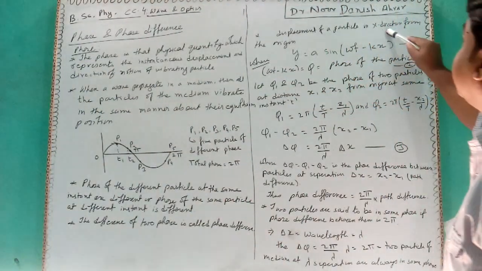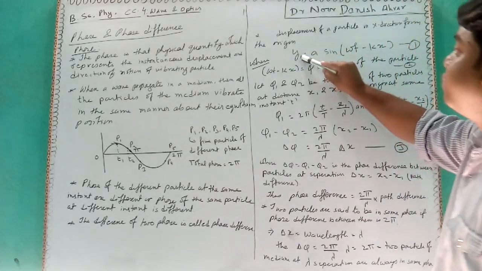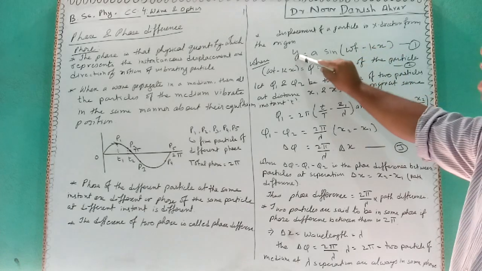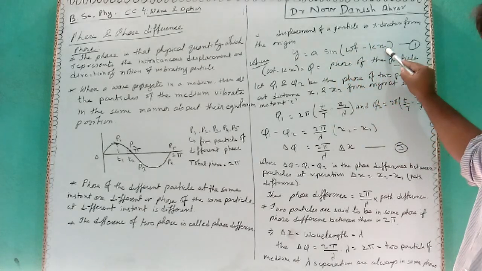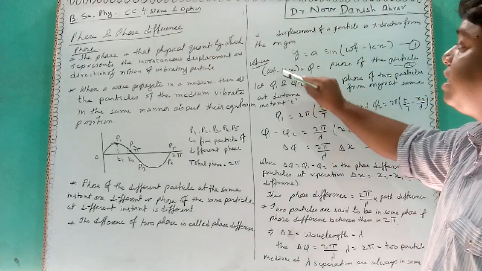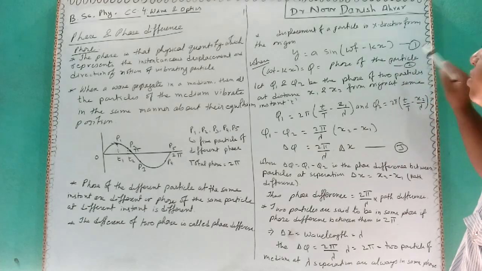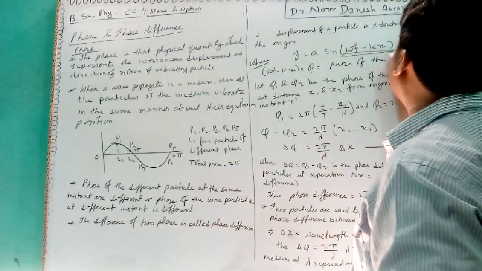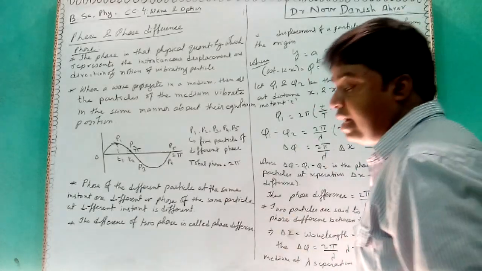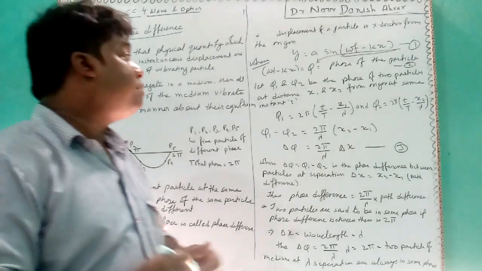Now let's see. The displacement of the particle, considering the x direction with respect to the origin, will be given by the sine wave y = a sin(ωt − kx), where ωt − kx = φ is called the phase of the particle. So this portion is defining the instantaneous phase of that particle.